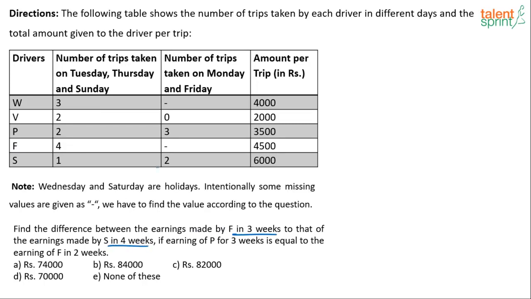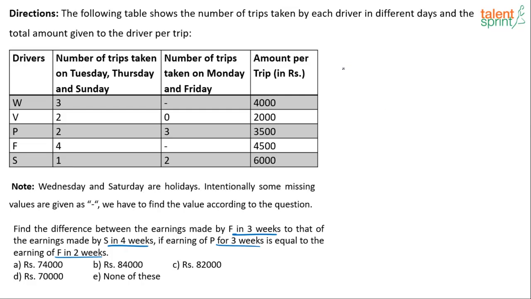F in 3 weeks. Remember, this is per week. So we have to find out F in 3 weeks to that of S in 4 weeks, if the earnings of P for 3 weeks is equal to the earnings of F in 2 weeks. Now try and work on this.